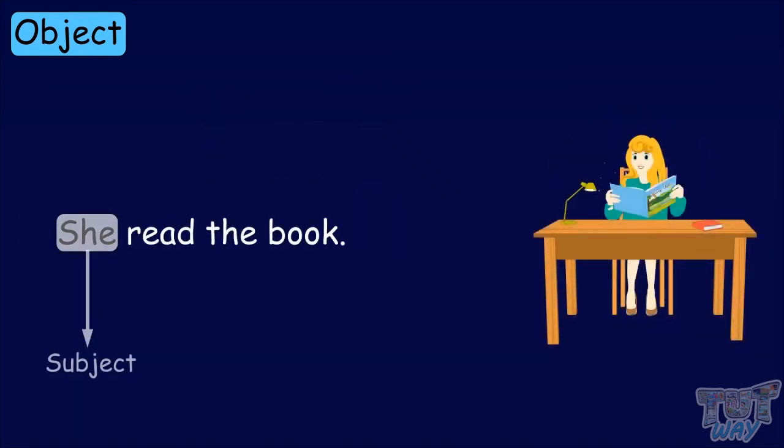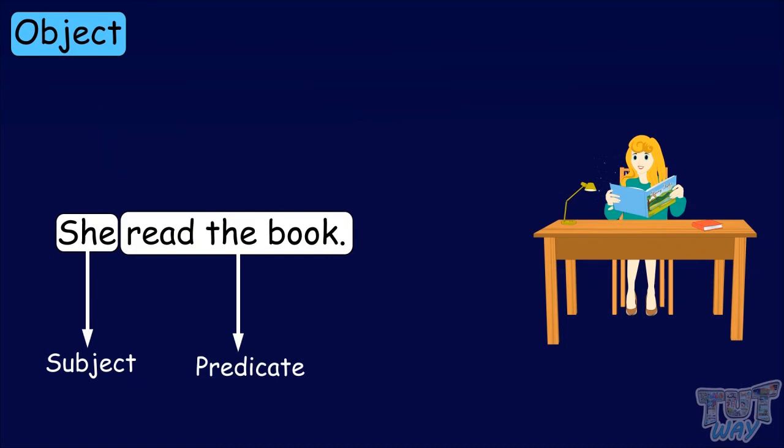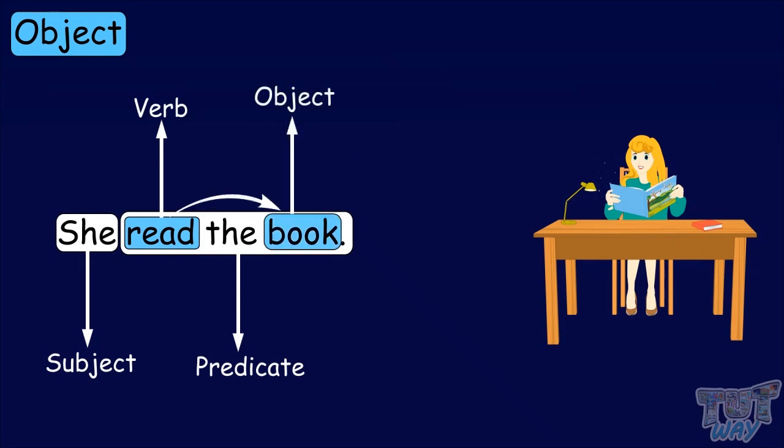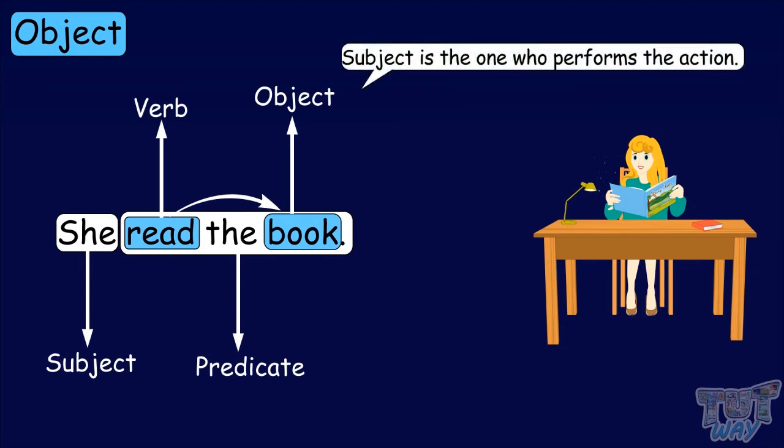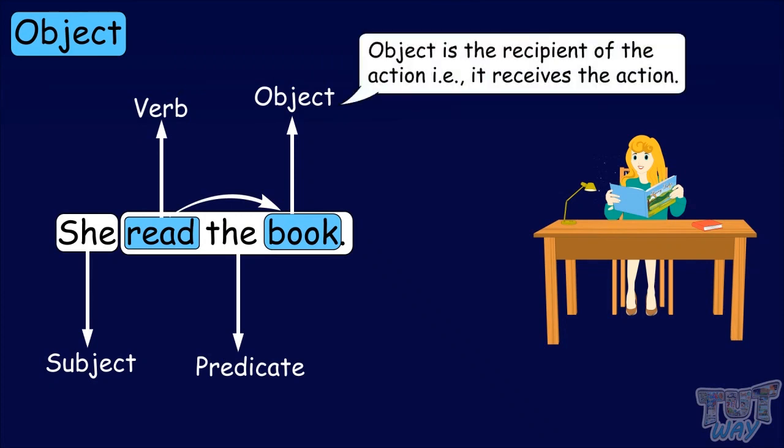So we learned that every sentence has two main parts, subject and predicate. Subject is the doer of the action. Rest of the sentence is the predicate, and predicate consists of a verb, that is, the action word, and it may also contain the object on which the action is being performed. So, object is the one who receives the action. Verb is the word that expresses the action, and object receives the action. That is, the action is performed on the object.